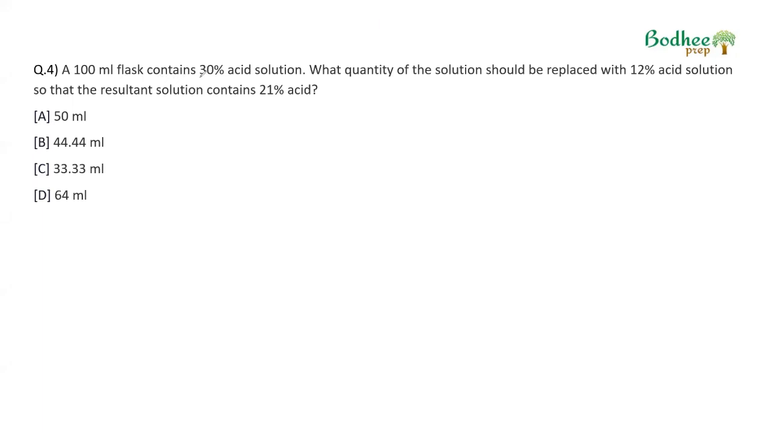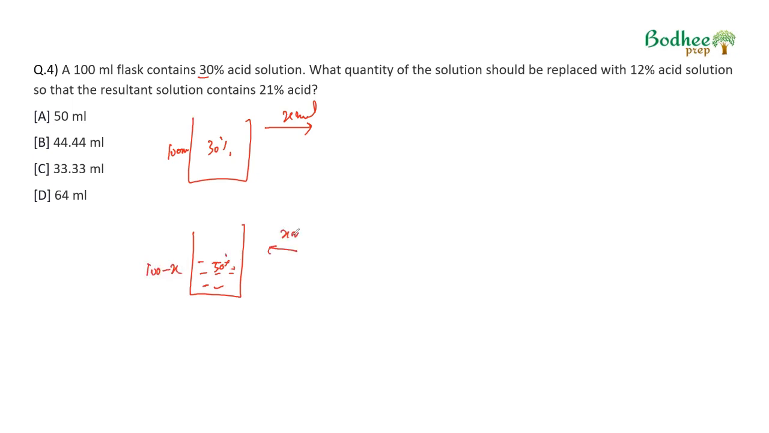A 100 ml flask contains 30% acid solution. What quantity of the solution should be replaced with 12% acid solution so that the solution contains 21% acid? So suppose out of this 100 ml, X ml is removed, and therefore here we will have 30% solution, which is 100 minus X ml, and to this we will add X ml of 12% acid solution so that the mixture finally has 21% acid solution.